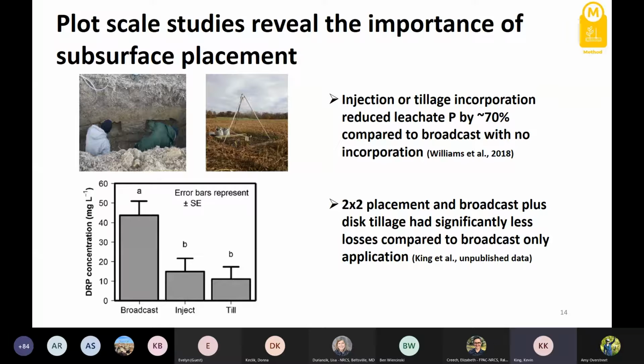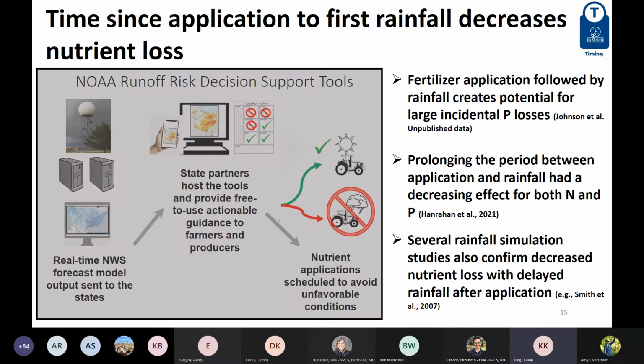The fertilizer was applied in early December, and over the following 3 days, rains totaling roughly 2.5 inches fell, increasing the losses even though they were placed 3+ inches below the surface. This observation makes the case and stresses the importance of timing just as much as placement. Indeed, fertilizer application followed by rainfall creates the potential for large incidental phosphorus losses.